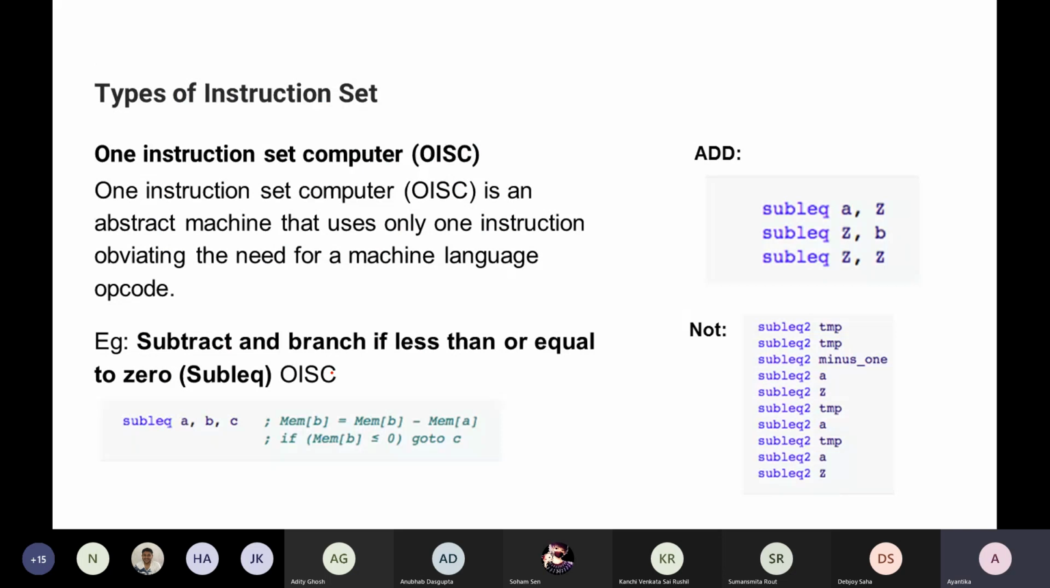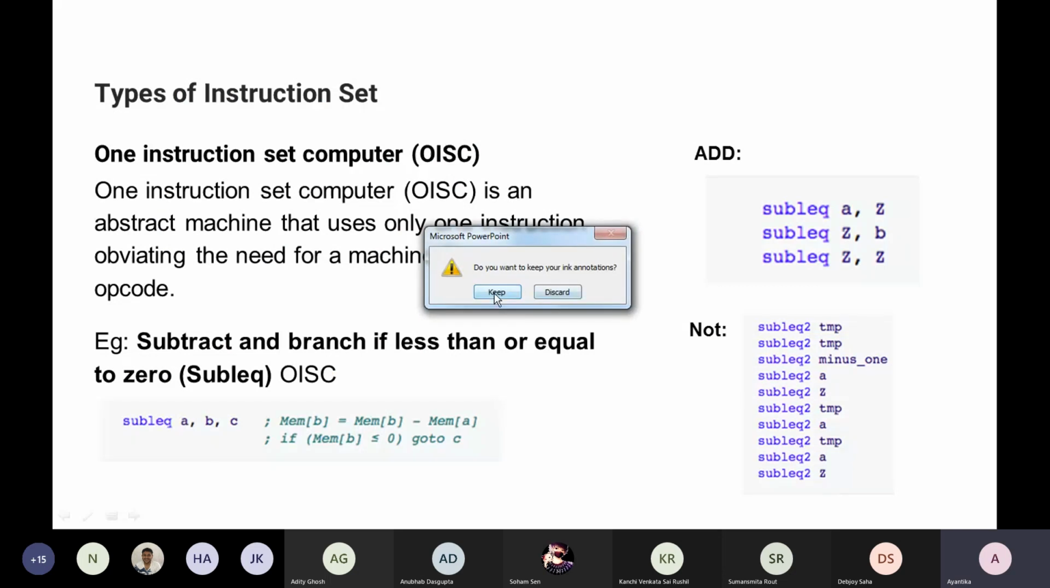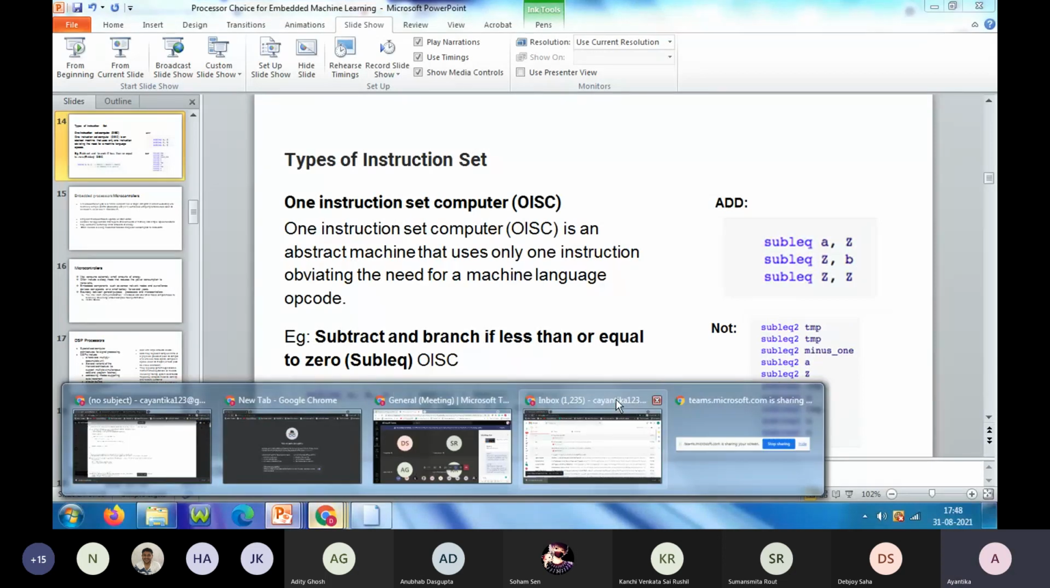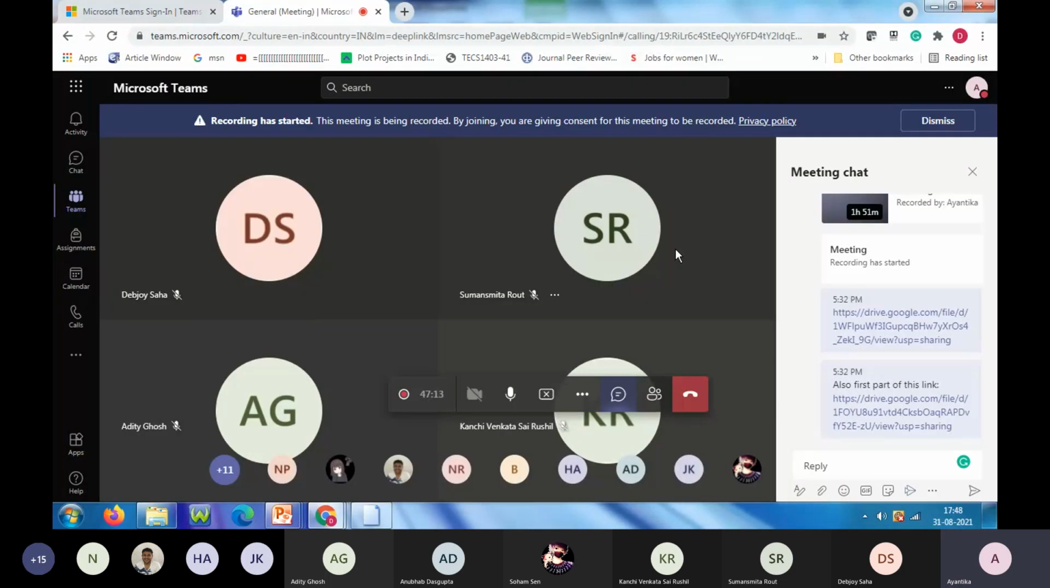Any question? So is it clear that once we make a choice of any particular instruction set, how it can affect our performance? Is it clear or not? Tell me. Yes, ma'am. Okay.